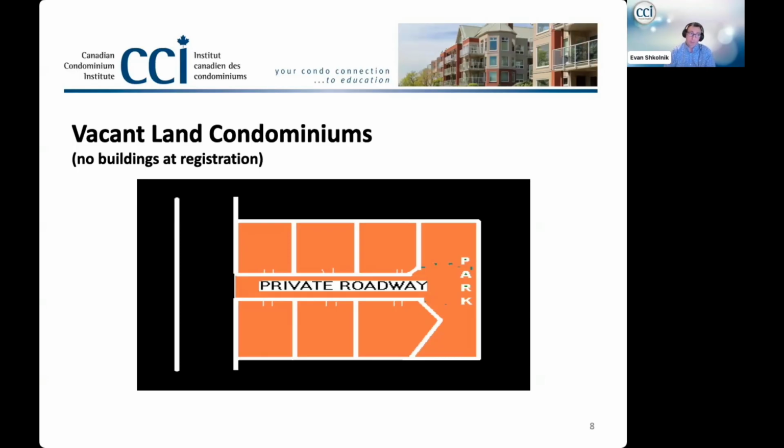And they can't be leasehold condominiums because in a leasehold condominium, which is the next one, the corporation doesn't own the land. They would lease that, it would be a long-term lease.